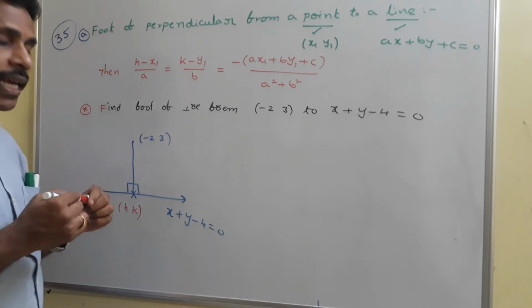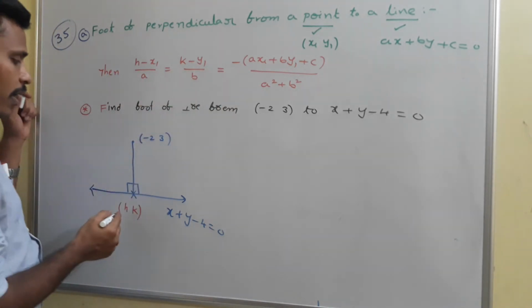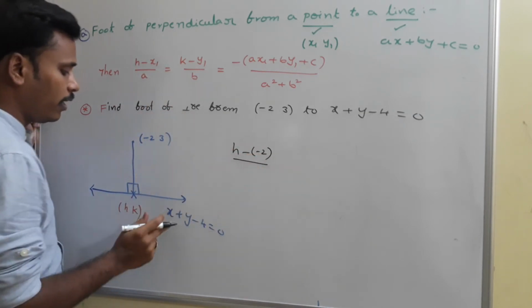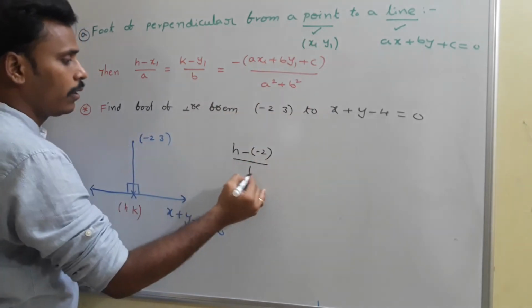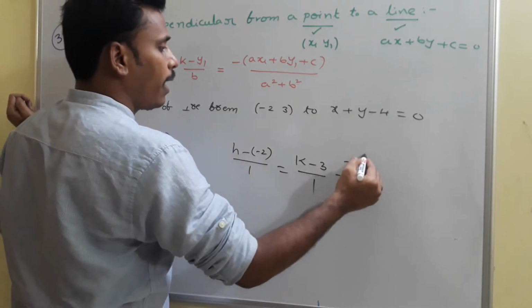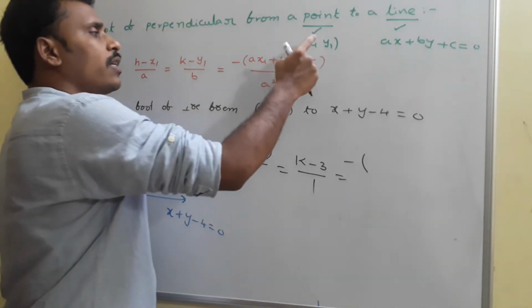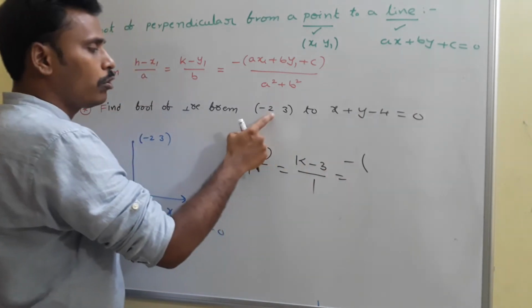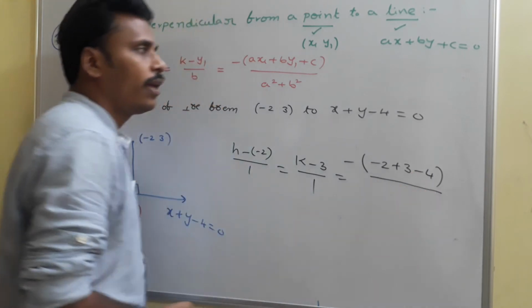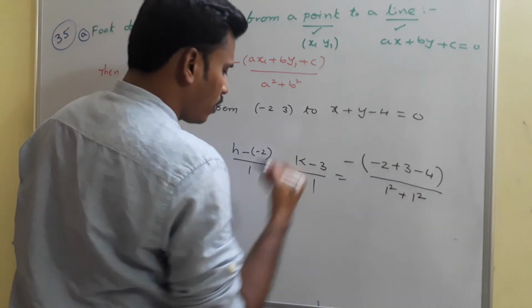Then by taking it as h comma k, to find that h comma k, we have to use this particular relation. h minus x1 is minus 2, divided by a, where a is the coefficient of x, and this is 1, is equal to k minus y1, which is 3, again divided by 1, is equal to minus of ax1 plus by1 plus c. See, ax1 plus by1 plus c is nothing but substituting this point in the line. So substitute this point in the line: minus 2 plus 3 minus 4, divided by a square plus b square. Coefficient of x is 1, its square, plus again its square.